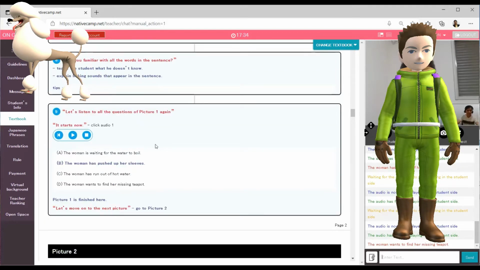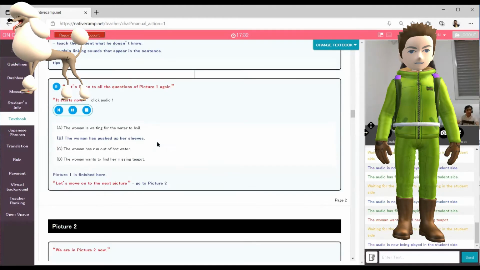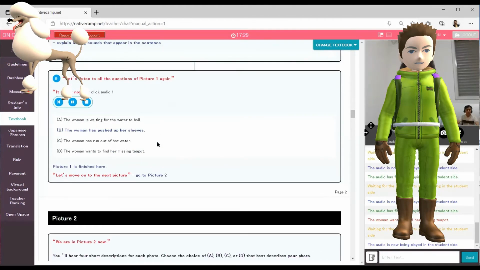Here we go. Look at the picture on your screen. A. The woman is waiting for the water to boil. B. The woman has pushed up her sleeves. C. The woman has run out of hot water. D. The woman wants to find her missing teapot.